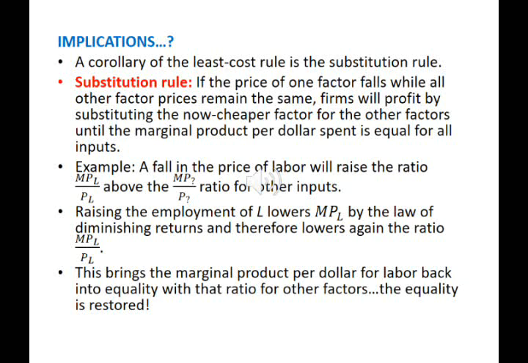So this is the main implication of our least cost rule. It is an implication related to the substitution between the different factors of production and how a change in the price of one factor of production will result in more demand for this factor of production, which will restore the equality again.